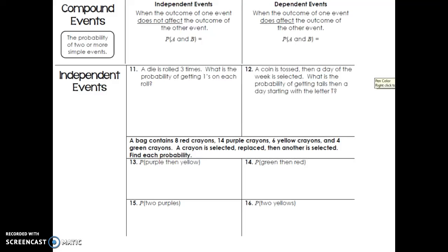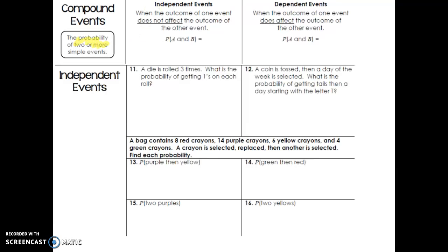Hello everyone, today we will be continuing our probability unit, and this time we are going to be following our compound events. And our compound events is a probability of two or more simple events. So two or more simple events, that's what it says right here, two or more. And so there's two types.